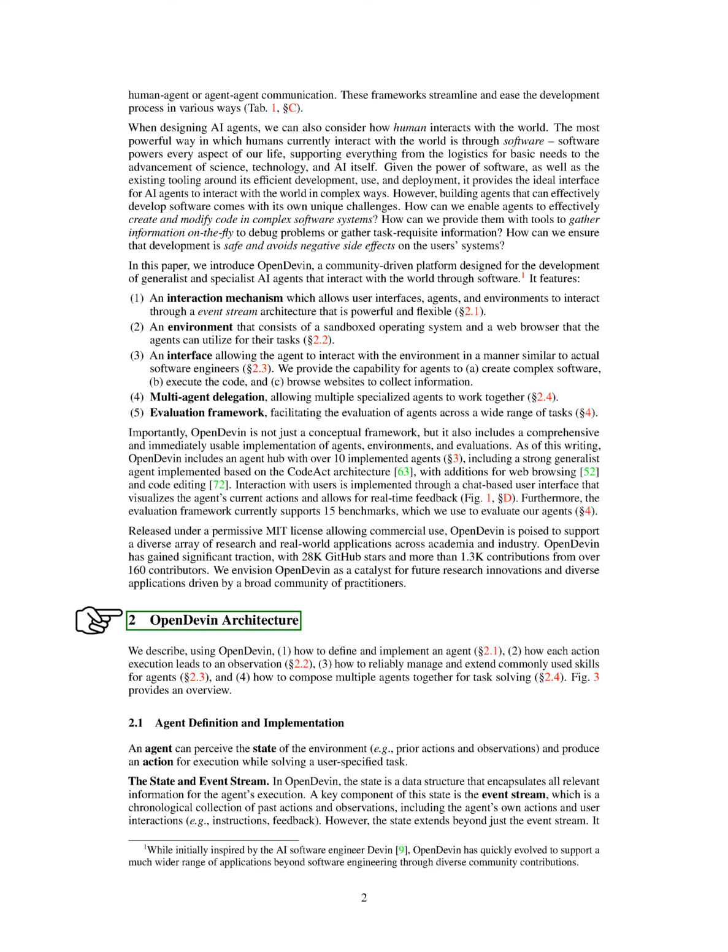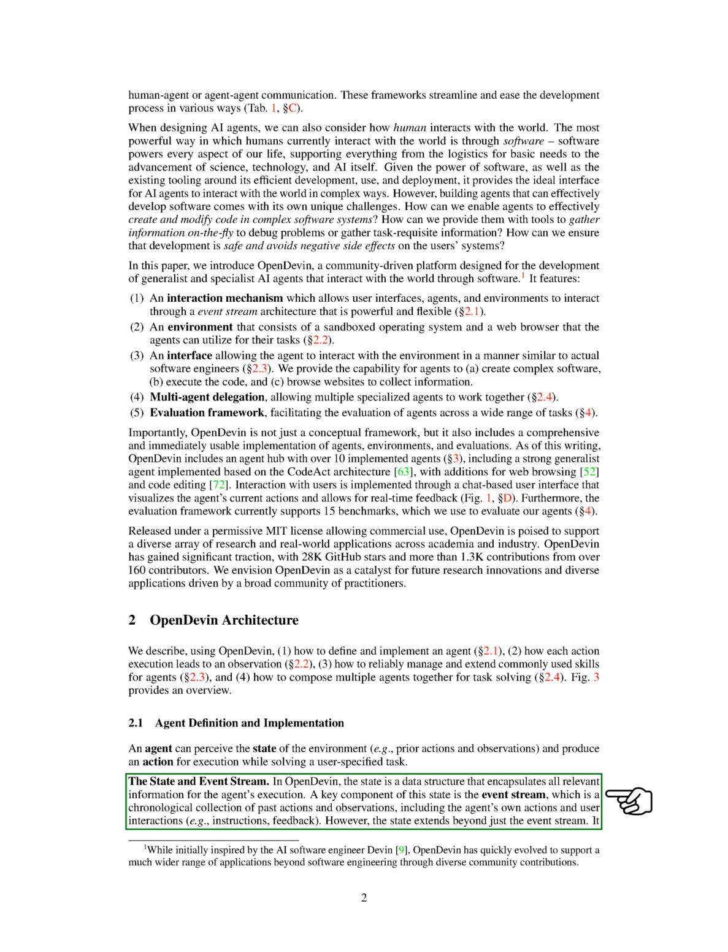We will describe how to use OpenDevin to 1. Define and implement an agent. 2. Understand how each action execution leads to an observation. 3. Manage and extend commonly used skills for agents. And 4. Compose multiple agents to solve tasks. An agent in OpenDevin can perceive the environment state, which includes prior actions and observations, and produce an action to execute a user-defined task.